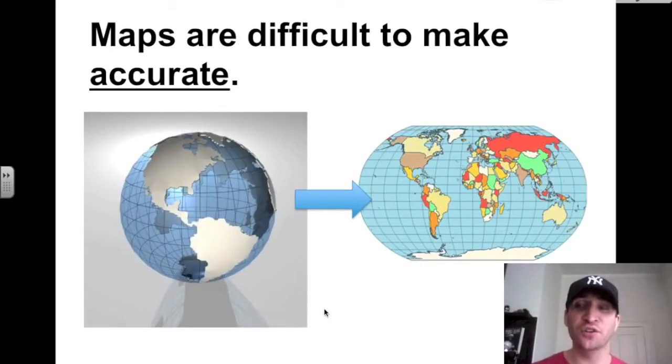Maps are difficult to make accurate. Why? Earth is a three-dimensional sphere, but maps are created on a one-dimensional plane. Maps are the most accurate symbol that we can get.